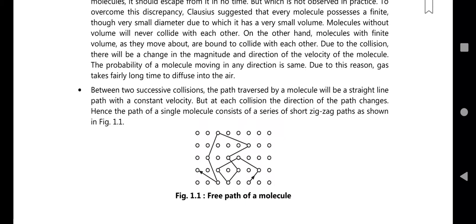The path of the molecules is shown in this figure, figure 1.1, free path of the molecules. The molecule is moving in one direction in a straight line. After collision with one molecule, it again changes direction and travels in a straight line. After colliding with another molecule, it again changes its direction and travels in a straight line, and so on. Hence the path of a single molecule consists of a series of short zigzag paths.